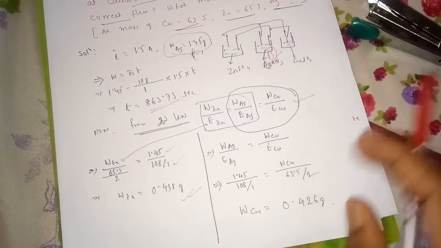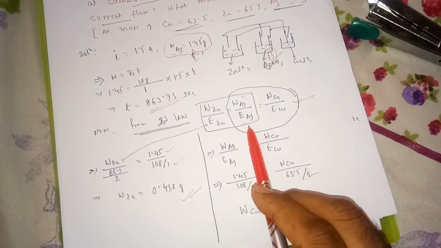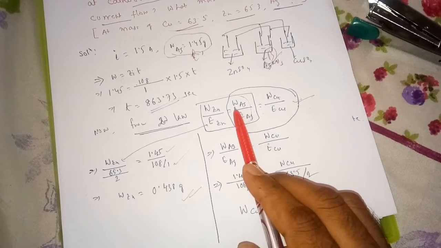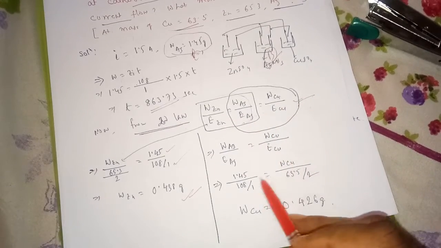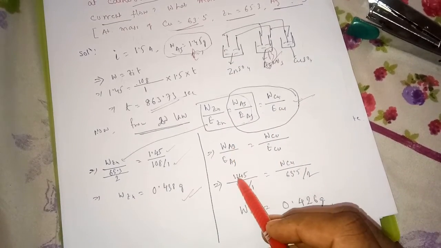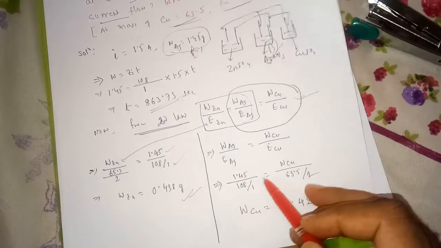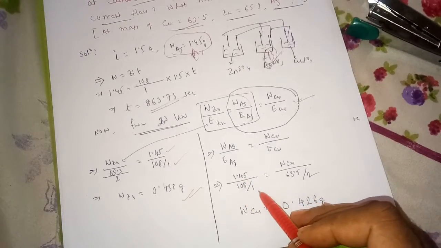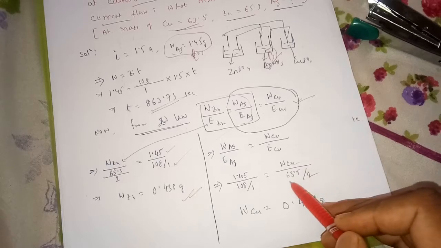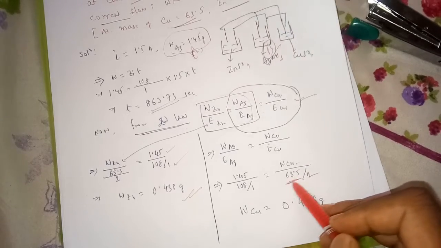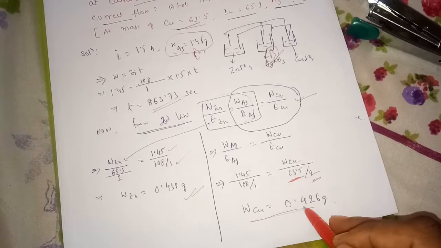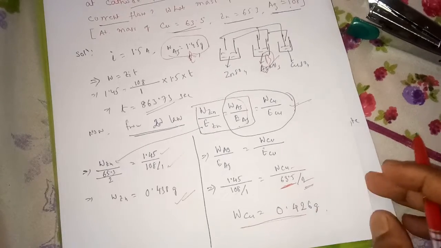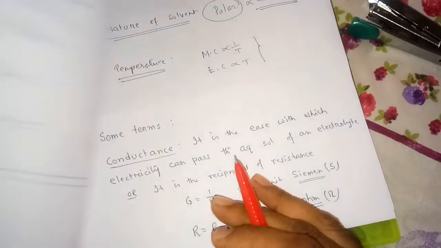Similarly, if I consider these two, weight of silver by equivalent mass of silver, weight of copper by equivalent mass of copper, the weight of silver is 1.45, equivalent mass of silver 108 by 1, equivalent mass of copper 63.5 divided by 2. So in that case, the weight of copper can be calculated as 4.26 gram.